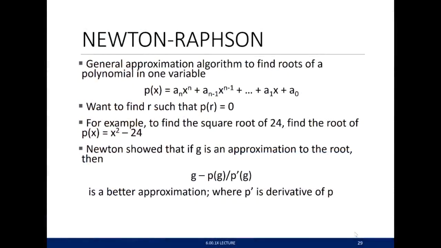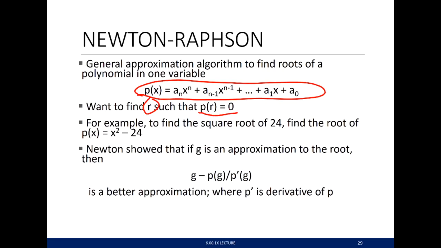It's a general approximation algorithm that's going to let us find roots of any polynomial in one variable. So that could be, for example, a polynomial like this. I've got p of x is some coefficient times x to the n plus some other coefficient times x to the n minus 1 and so on. And what I want to do is find the value r such that p of r is equal to 0. It's called a root. It basically is the root of this equation. Newton-Raphson will apply to any polynomial.